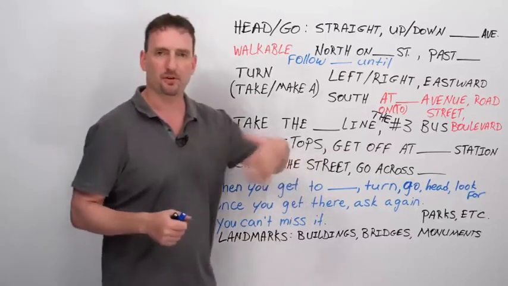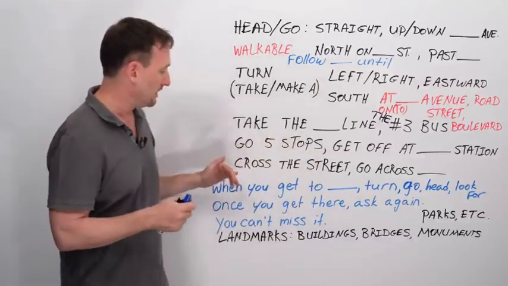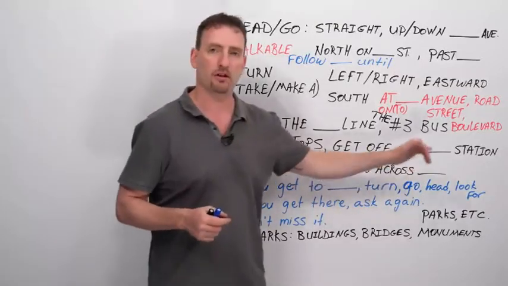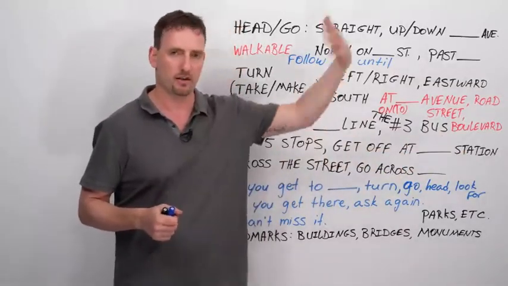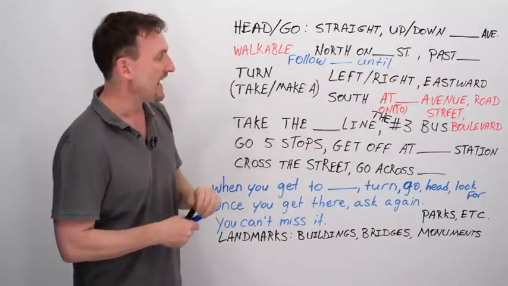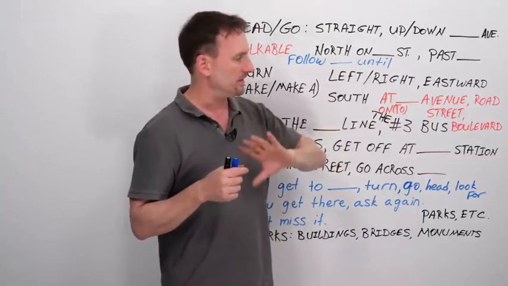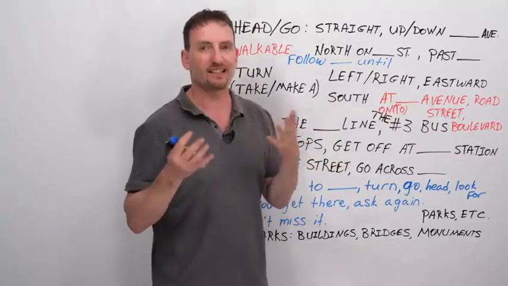Now, sometimes you'll come to an intersection or you'll come to a particular place where you're on the wrong side. Just cross the street or go across the street, go across the intersection, go across the park, whatever the case may be.